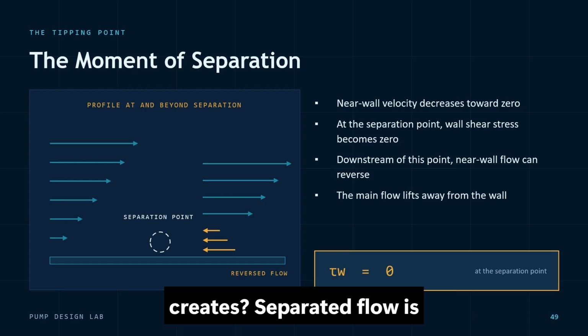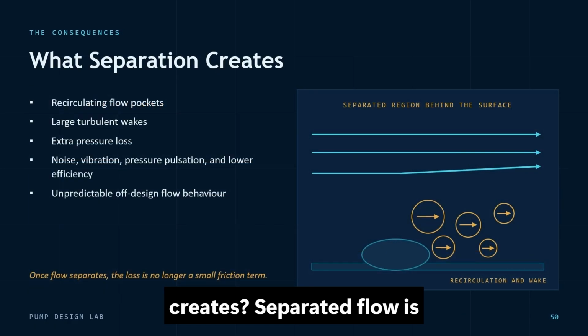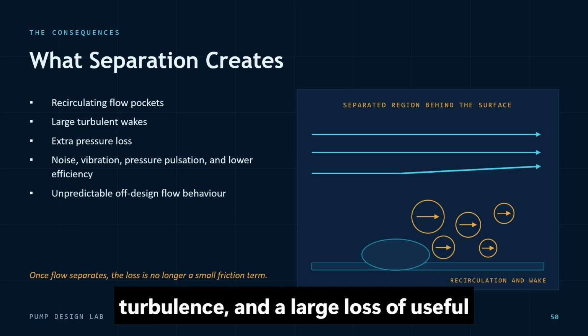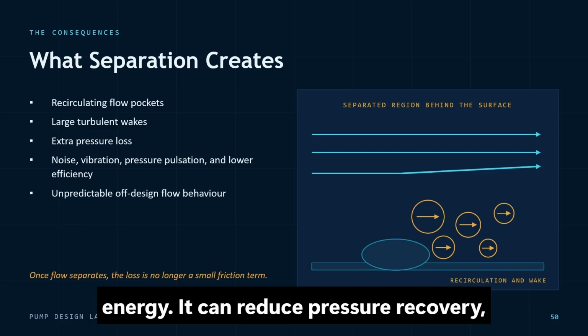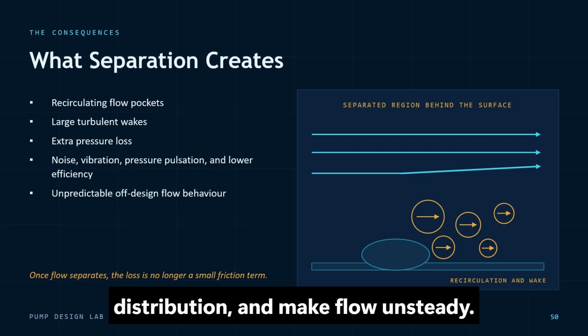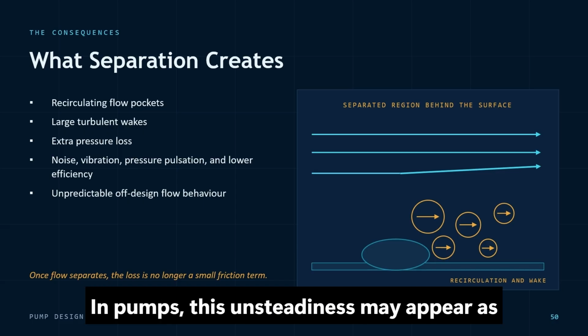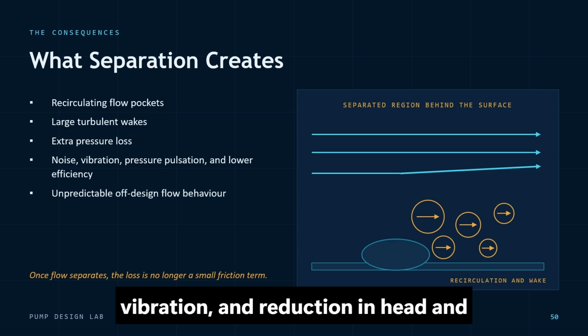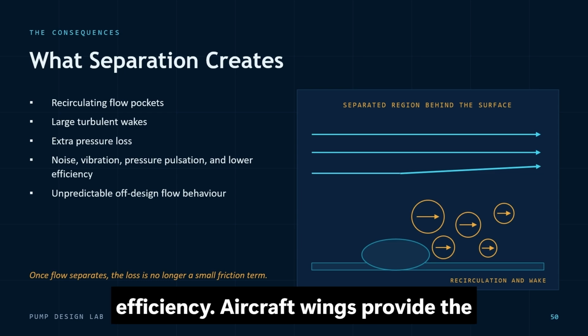What separation creates? Separated flow is expensive. It creates recirculation, turbulence, and a large loss of useful energy. It can reduce pressure recovery, distort the downstream velocity distribution, and make flow unsteady. In pumps, this unsteadiness may appear as hydraulic noise, pressure pulsation, vibration, and a reduction in head and efficiency.